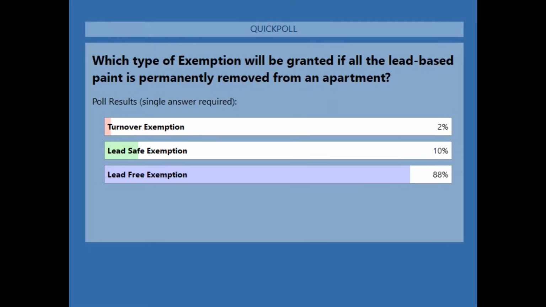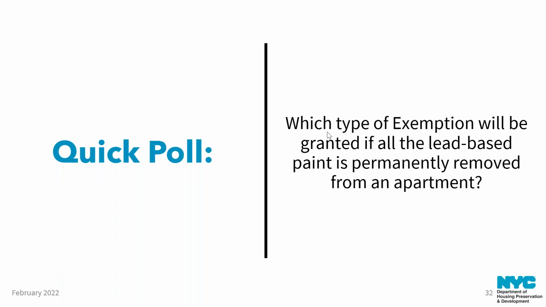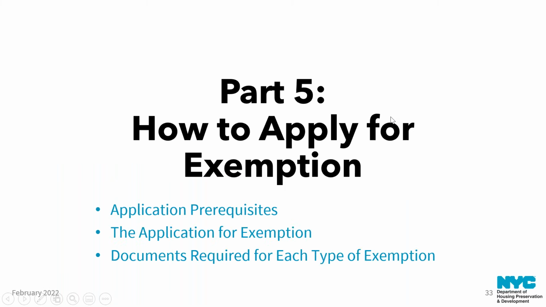88% of us got the correct choice, which is that the lead-free exemption means that all of the lead-based paint has been permanently removed from the apartment. The LeadSafe exemption means that lead is still in the apartment, but it has been made safer through abatement methods. Okay, let's move along, and we're going to talk about how to apply for an exemption.